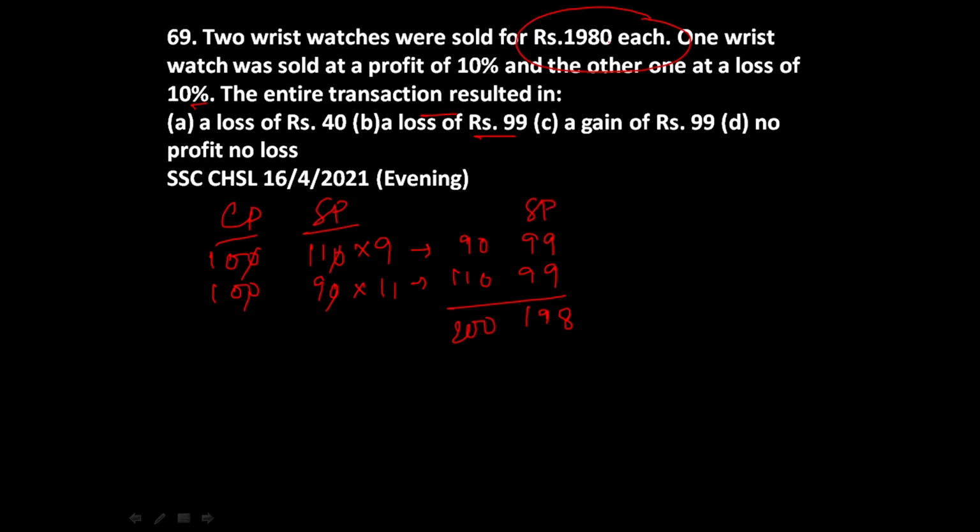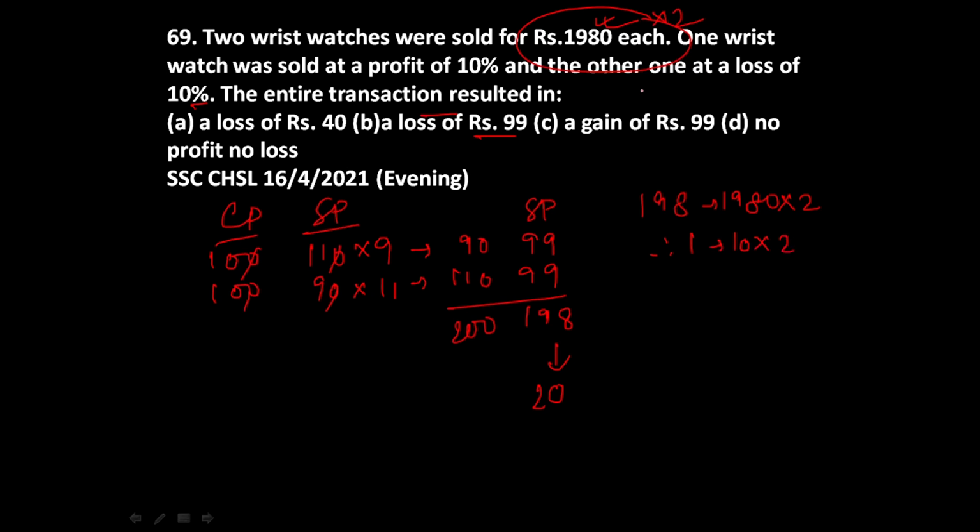198 is the SP of each, so it will be multiplied by 2, right? So this 198 equals 1980 into 2. How? 198 equals 1980, so 198 equals 10 into 2.